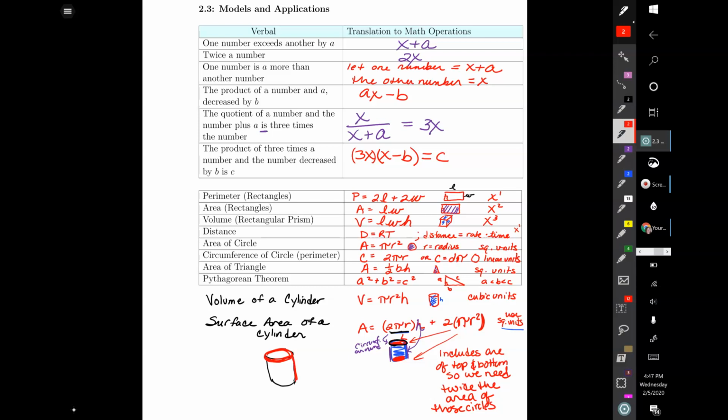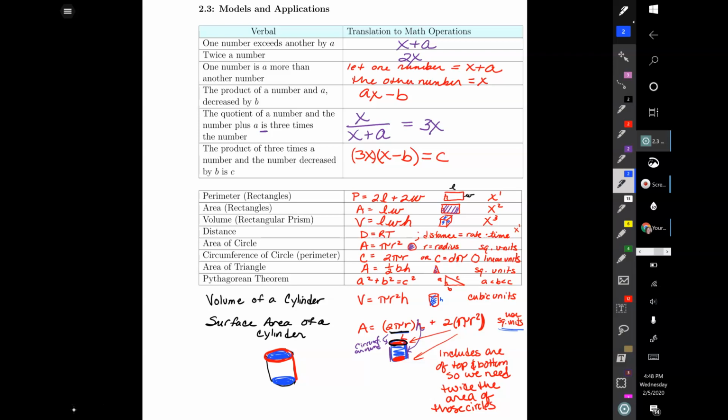But if we're adding the top and bottom in for our area, if it's a closed cylinder, that's what this includes, we would have twice the area of the end. So we would have the 2 times pi r squared. So it would have both of those, and we would use square units for that.